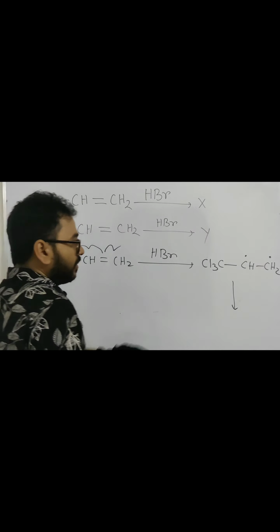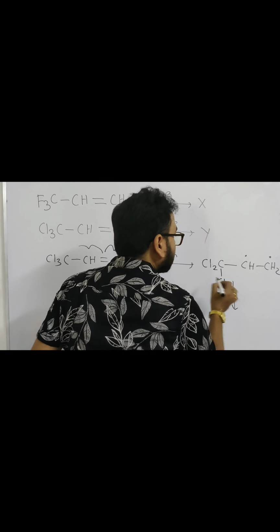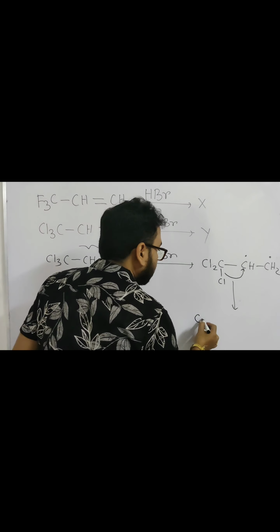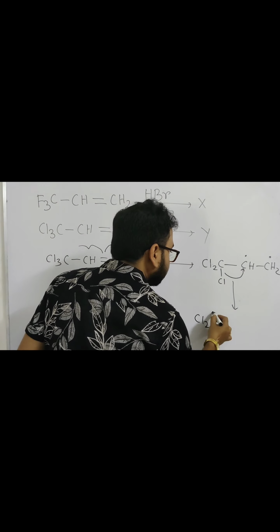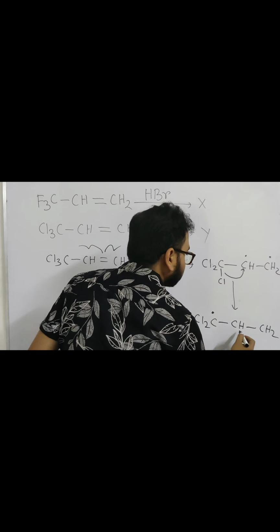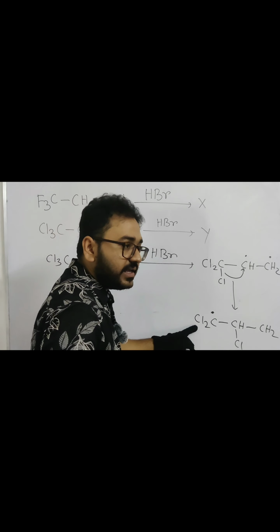Now in this case one chlorine will migrate to this carbon, and this radical is much more stabilized than the previous one. Why? Because of the delocalization by the chlorine atom.